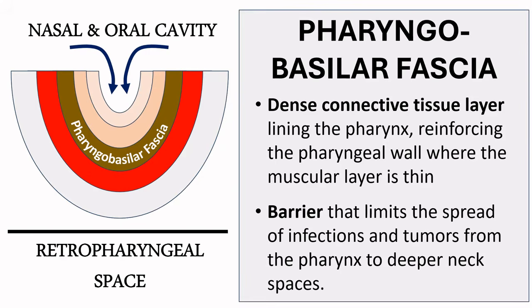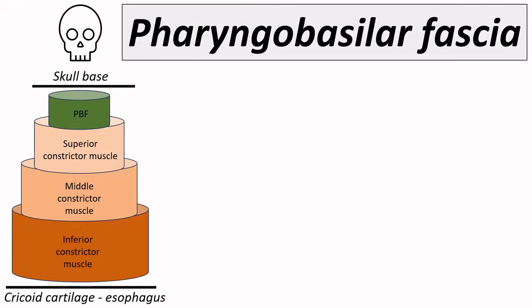And functionally, or from a pathological point of view, this is also an important layer because it functions as a barrier for the spread of infections and tumors. Most of these originate in the mucosa or submucosa, and to infiltrate from the pharynx to the other neck spaces, they have to go through the Pharyngobasilar fascia. So when you have a process extending from the pharynx into the neighboring neck spaces, it means it penetrated the Pharyngobasilar fascia, and in that case, it has to be something that is quite aggressive, because something that isn't aggressive or is benign won't be able to do that.